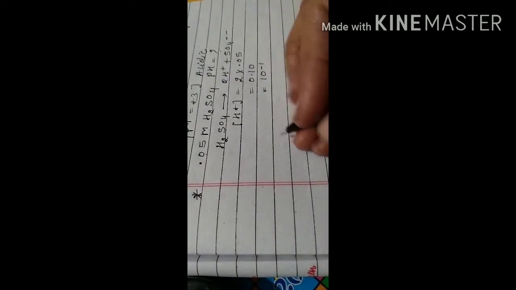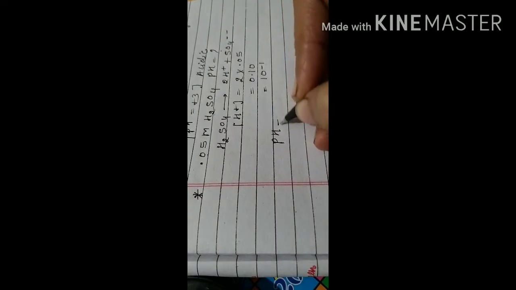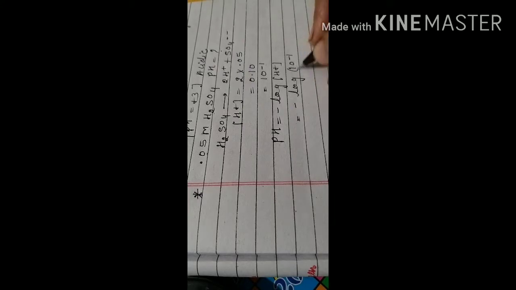Now this value you have to put in the formula of pH. pH is equal to negative logarithm of H plus ion concentration. So you will get negative log of 10 raised to the power minus 1. That can be written as minus 1 log 10, so that is minus times minus, plus 1 into log 10, which is 1. So we have got the value of pH, which is 1. Again, that substance is highly acidic because its pH value is 1. Okay, so I hope you all have got it.